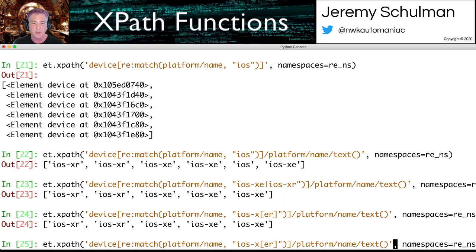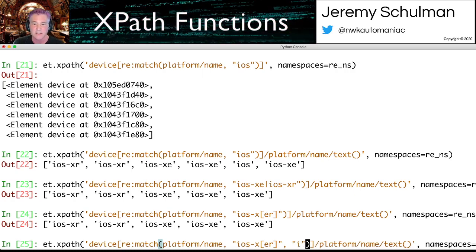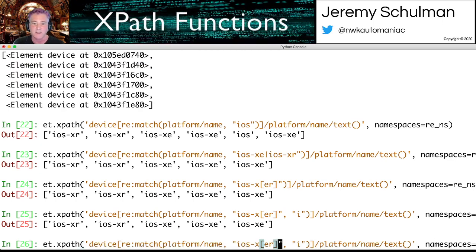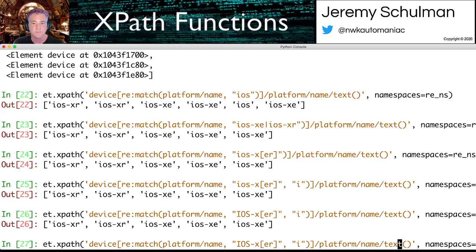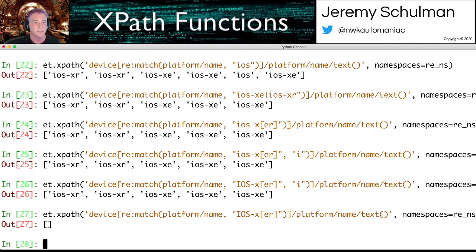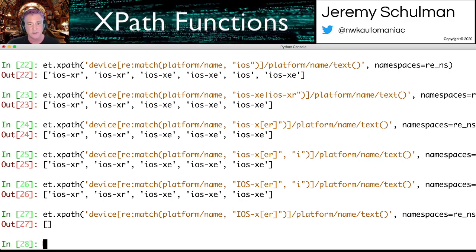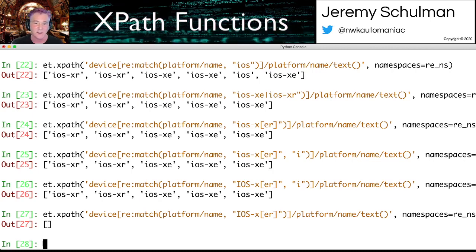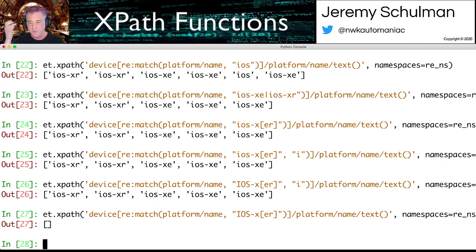You can give the RE match function another parameter, which is whether or not you want to ignore case. So that matches because I'm correct casing it. Or if I wanted to say iOS, it'll match because I'm ignoring case. And if I take this out, no match. So using RE match is a really good way to find things using a more powerful matching criteria. So as network engineers, I believe most folks are somewhat familiar with regular expressions, and so you'll be able to take full advantage of regular expressions, finding things with XPath.